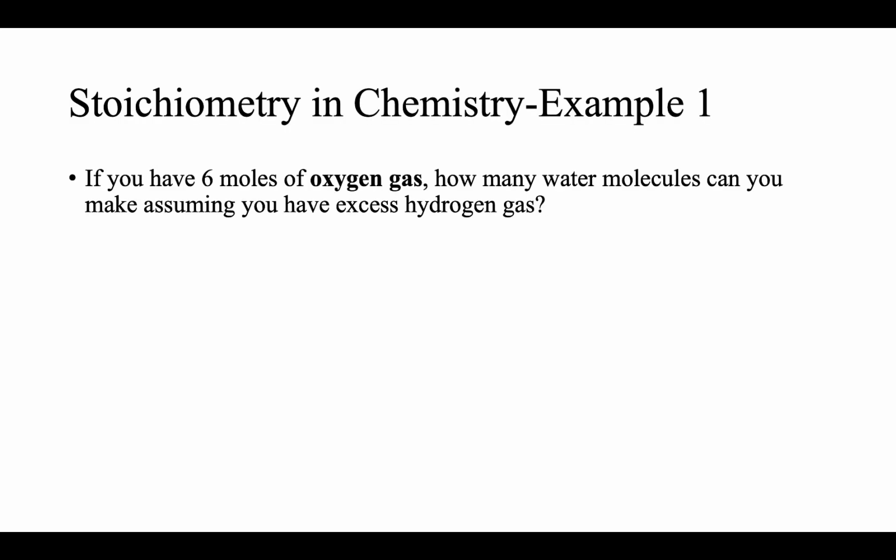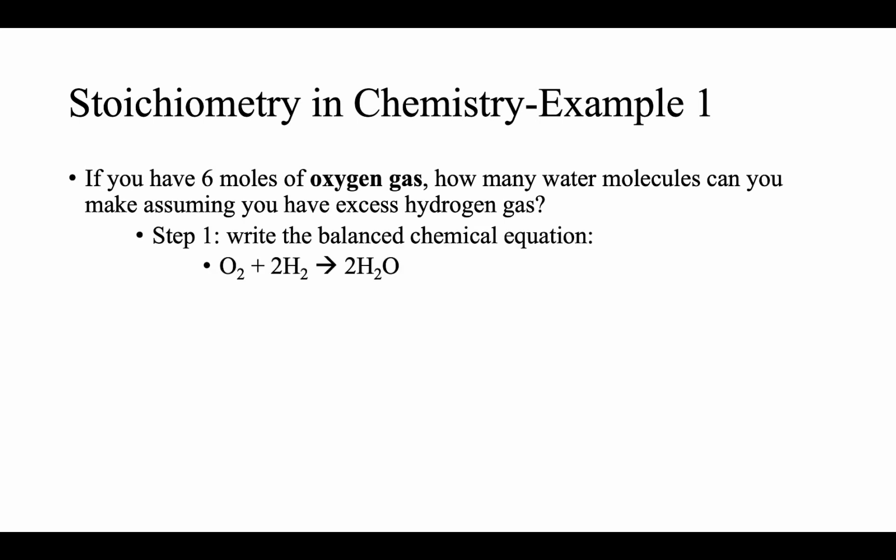So how's that going to apply to chemistry? Let's take a look at a couple of examples here. The first example: if you have 6 moles of oxygen gas, how many water molecules can you make, assuming you have excess hydrogen gas? For the very first step, it's always going to be write the balanced chemical equation if it's not provided for you.